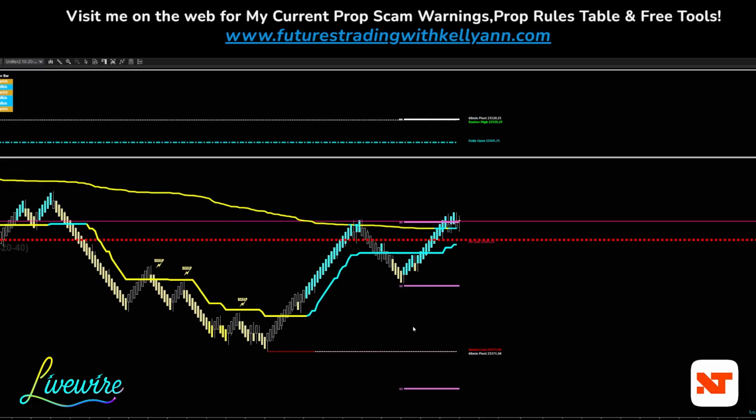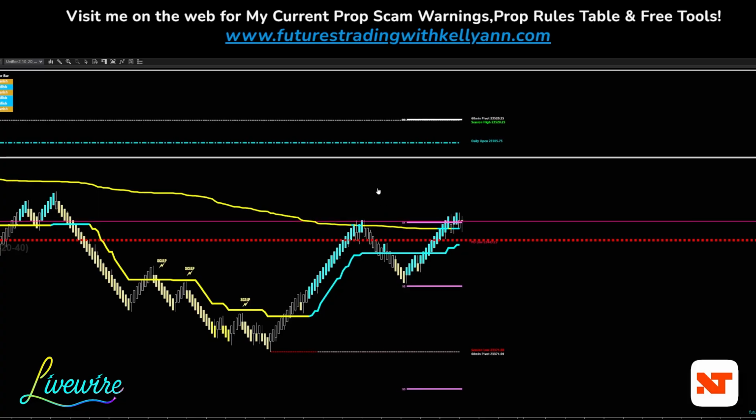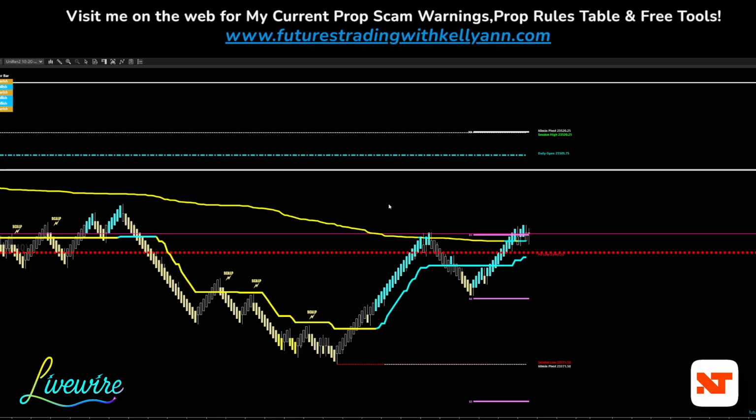So I hope you find this useful. I really love this indicator, and I think having all of these levels in one action-packed indicator is amazing. Before this, I was using a couple of different paid indicators to get the same thing that I've got now, all in one tool.